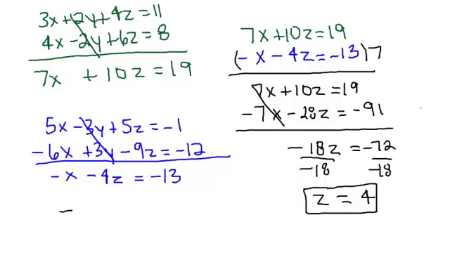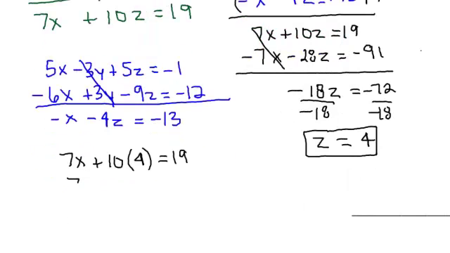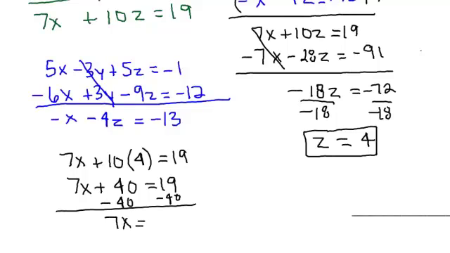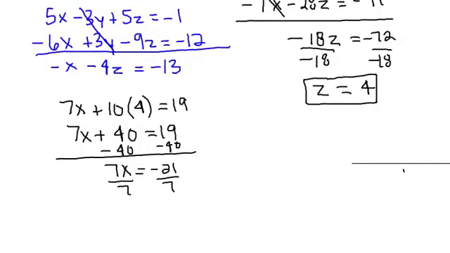So I'm going to take 7x plus 10 times 4, because 4 is our z value that we just found, equals 19. So 7x plus 40 equals 19. Subtract 40 from both sides. 7x equals negative 21. Divide by 7 to solve, and x equals negative 3. So now we have our x value, we have our z value. The only other thing we need to solve for is y.